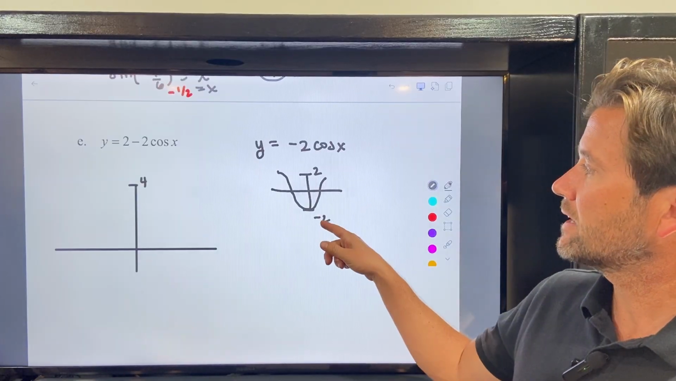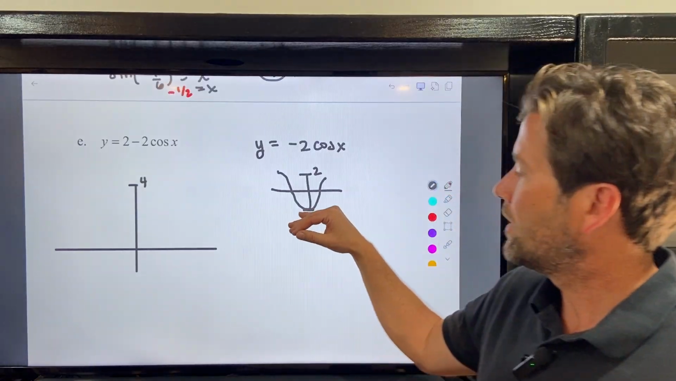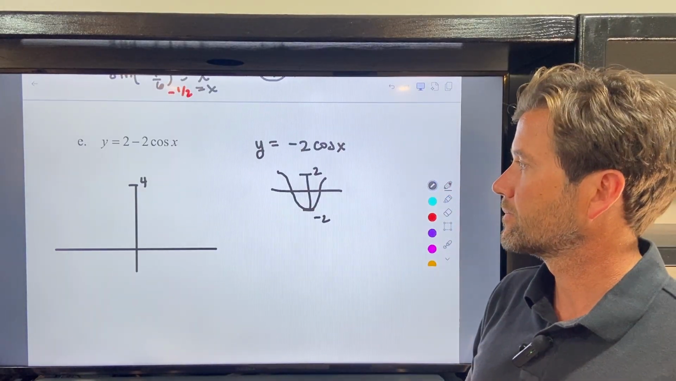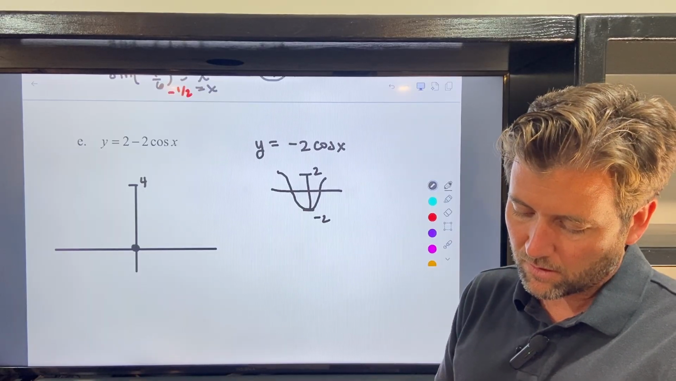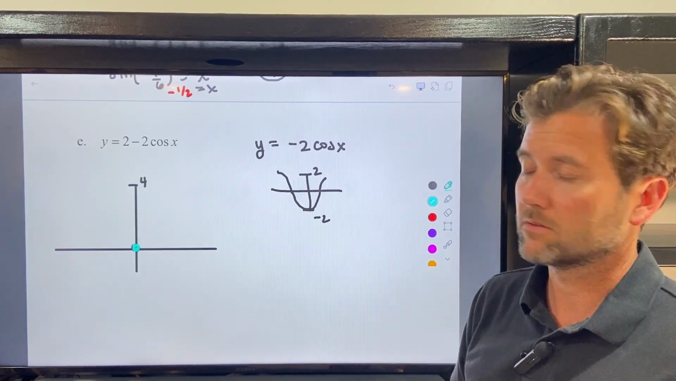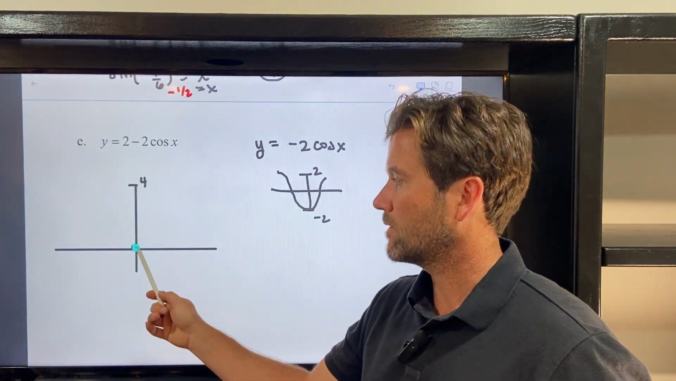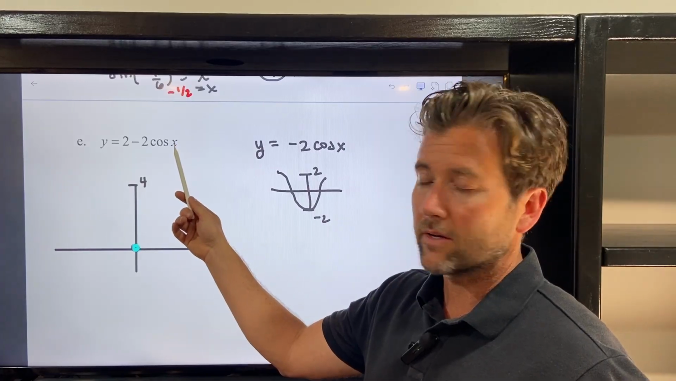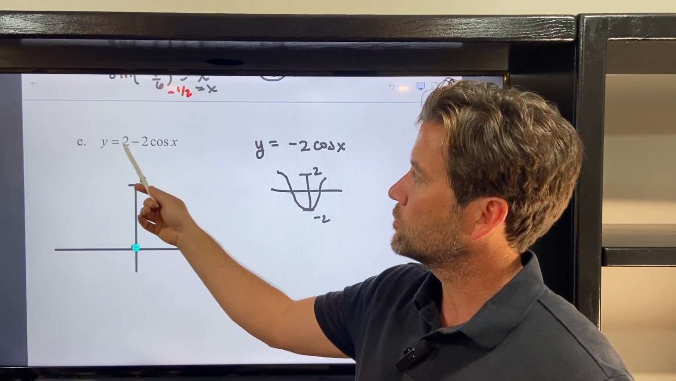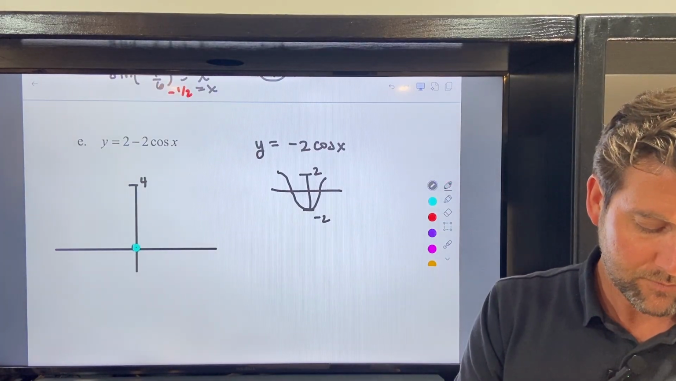But see this minimum of negative 2? If I shift the whole graph up 2 units because of this shift up 2, negative 2 plus 2 is 0. So the graph will actually start here at the origin. If you want to check that, plug in 0 for x. That's what this x coordinate here is, 0. Cosine of 0 is actually 1, times 2 is 2. 2 minus 2 is 0. That's our minimum value.